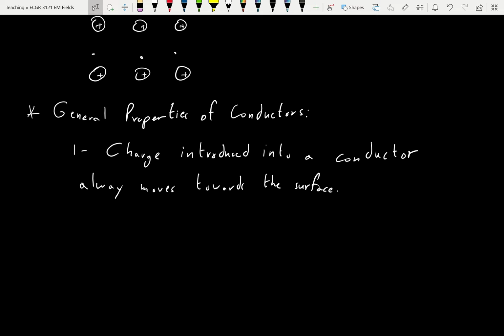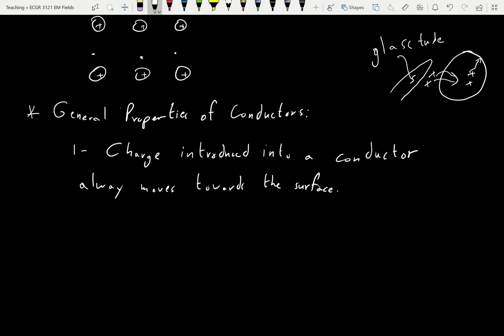Let's say you rub a glass tube, and then you make it touch a conductor, so there's positive charge here. It will get to the conductor and then it will redistribute towards the surface. Okay, that's property 1.